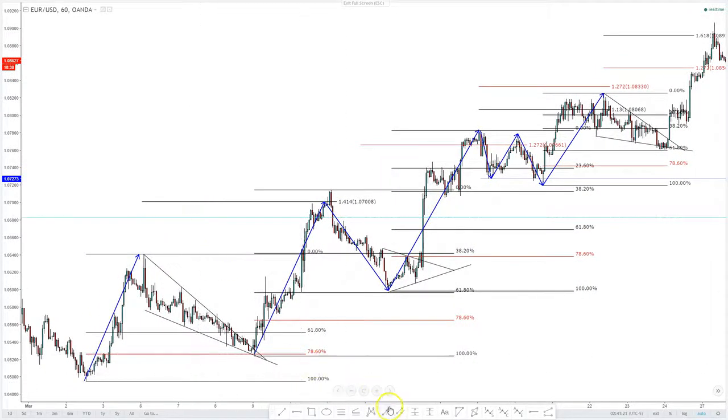Okay, and let's add in our arrows to what we missed. Boom. Right here. Notice this pullback made the wedge formation. Like I said, it hit the 786. Told you guys. Right here, we got another wedge type formation, and we got that double bottom right here. This one was like a symmetrical triangle type.